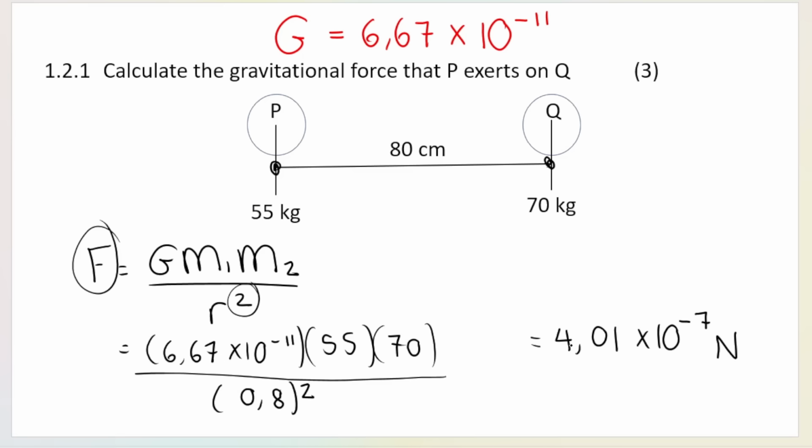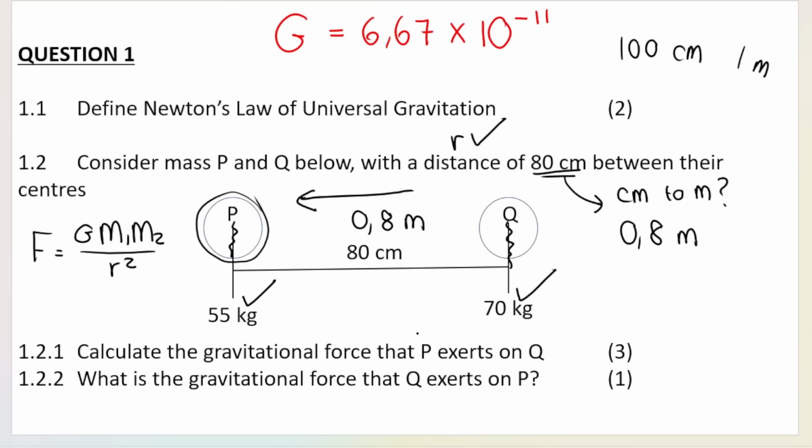So your direction over here, you can say attractive because it's an attractive force, but I would say attractive and in particular to the left. Think about it. They're asking about the force that P exerts on Q. So what does P do to Q? It pulls Q to the left, and that's your answer.